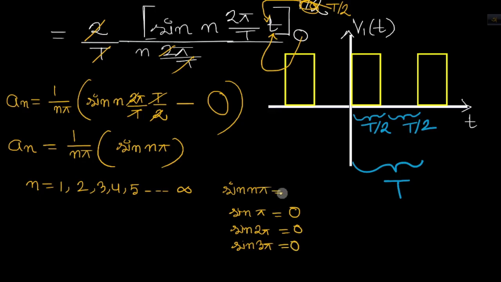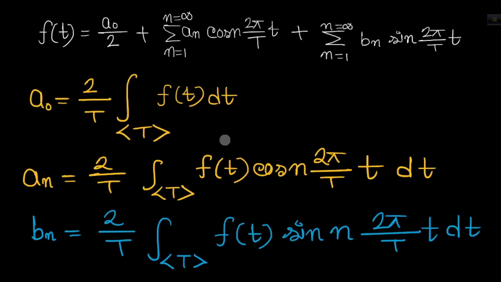That means sine n pi is 0 for all the values of n. That means a_n is 0 for all the values of n. That means a_n is 0 forever. Okay, so what have we done? We have found the value of a naught, which is equal to 1, and a_n is equal to 0 forever.